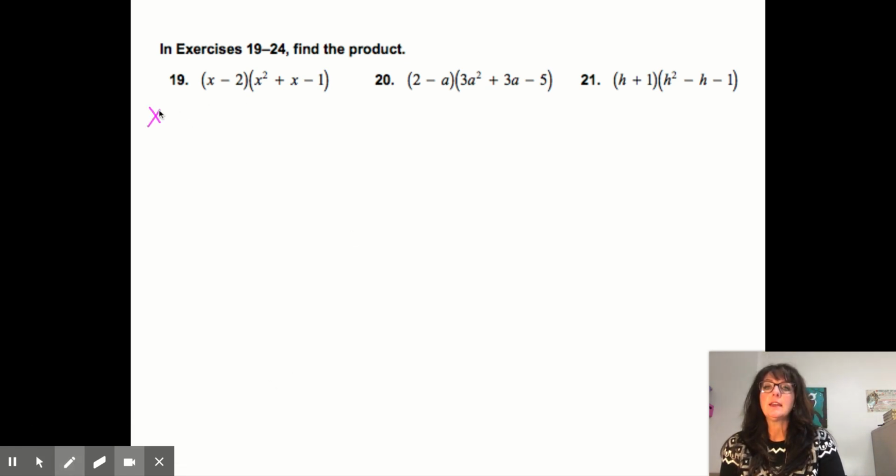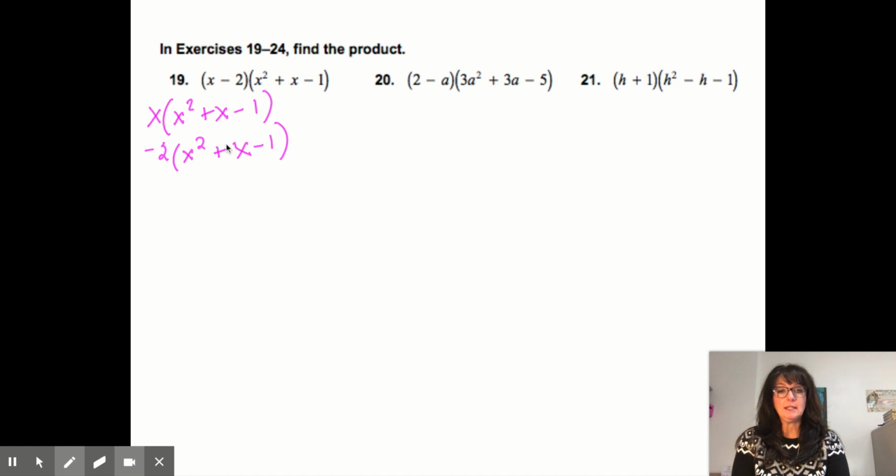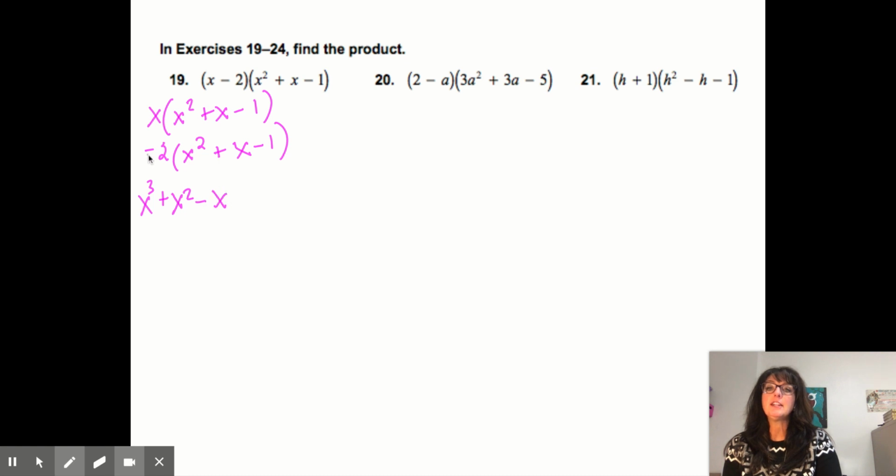So I know that I have to take x times x squared plus x minus 1, and I have to take negative 2 times x squared plus x minus 1. It's a lot like what we did in the first examples, but we have a trinomial, so it makes the work spread out a lot, so I sometimes stack it. So I just distribute the first one, so x times x squared is x cubed. x times x is positive x squared, and then a negative x. But then I just keep going with this one. Negative 2 times x squared is negative 2x squared. Negative 2 times x is negative 2x, and negative 2 times negative 1 is positive 2.